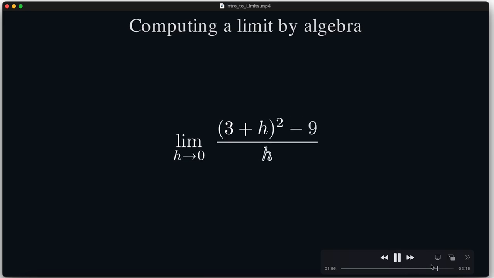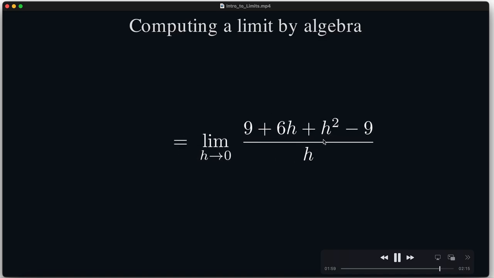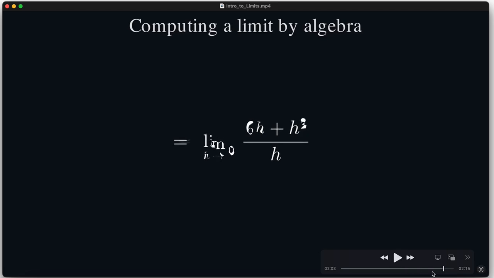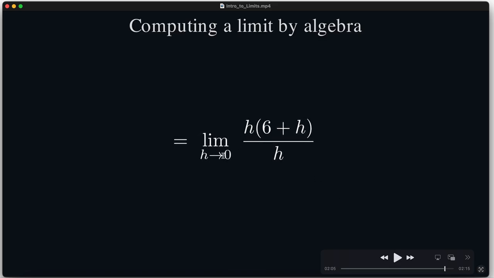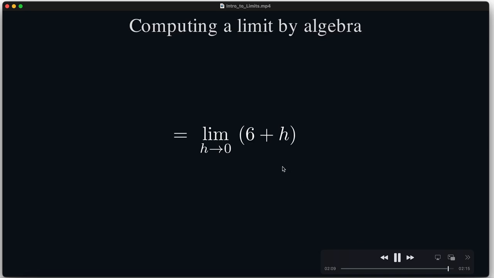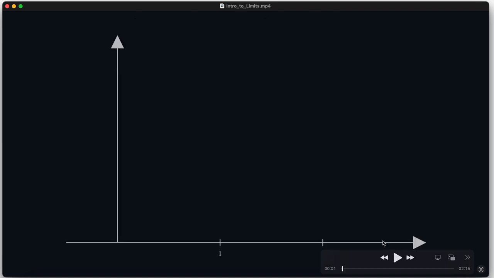So first we do some algebra. We multiply everything out, and then we get this, and then we cancel the 9. So let me do that again slowly. You multiply everything out, you cancel the 9, and then now we can factor out the h. And we can again cancel the h. h approaches 0, but it never equals 0, so we can cancel the h. And then as the last step, we can finally plug in 0 for h and get the limit is 6. So that's how we do algebra to do these limits.